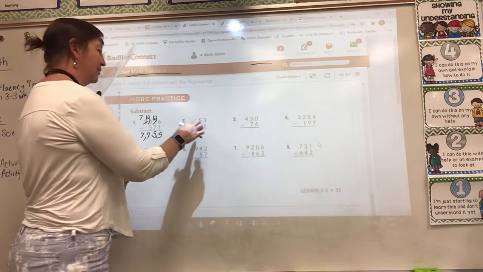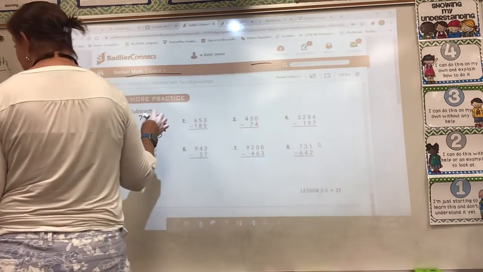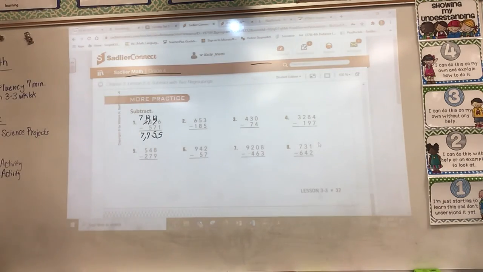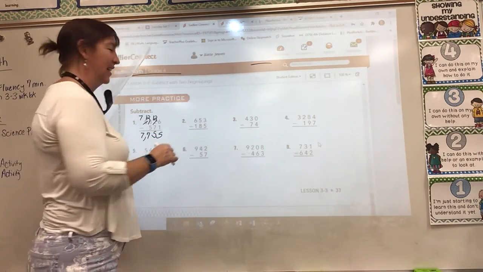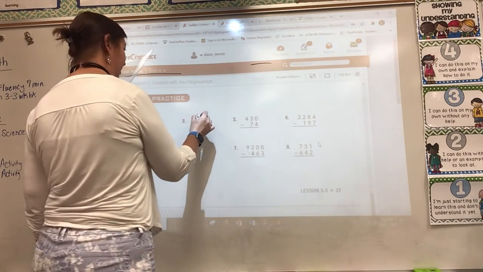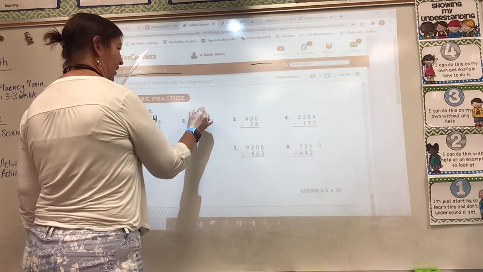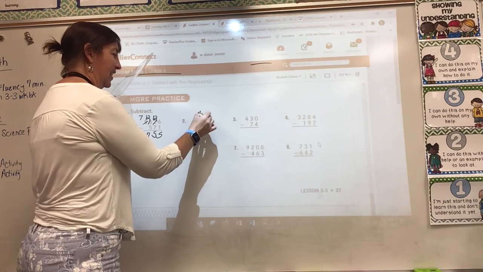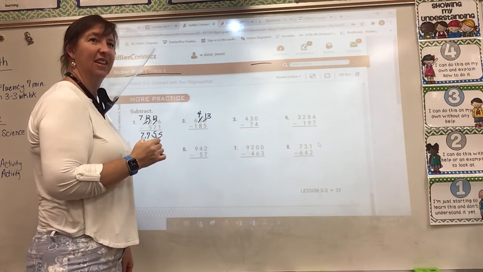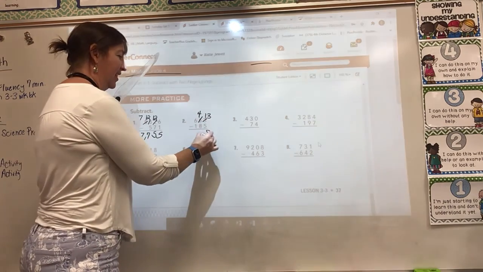Yes. Okay, can I subtract 5 from 3? Do this with me, please. Can I subtract 5 from 3? No. Okay, what do I do next? Cross out the 5 and make it a 4. And then cross out the 3 and make it a 13. Good. And 13 minus 5 equals 8.